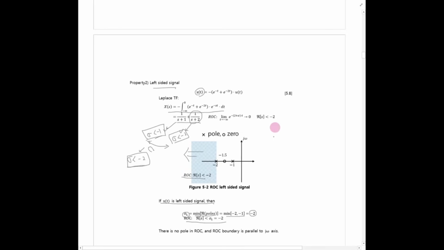The same as the right-sided one: in the region of convergence, there should be no poles. Okay, and also the region of convergence boundary is parallel to j omega. It means that it's parallel.